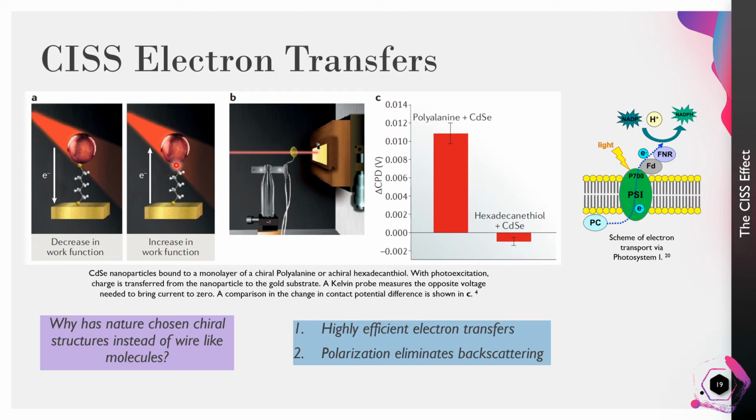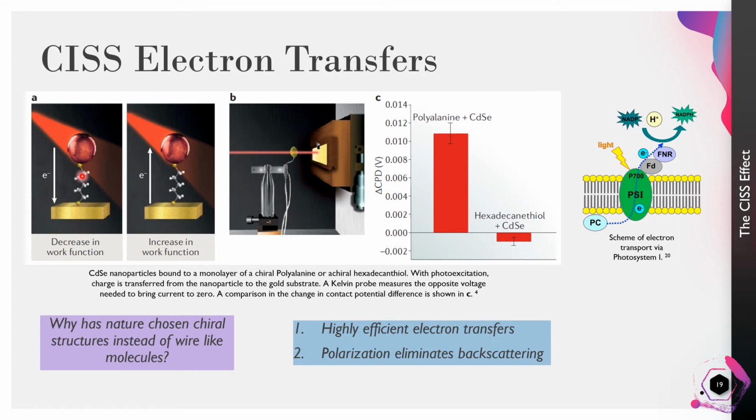And this excitation of the nanoparticles would result in the emission of electrons, which would transfer down to the gold substrates which these chiral molecules were absorbed to. And then by using a Kelvin probe, which could apply an opposite potential difference, an opposite voltage, they could measure the amount of voltage needed to bring the current to zero.